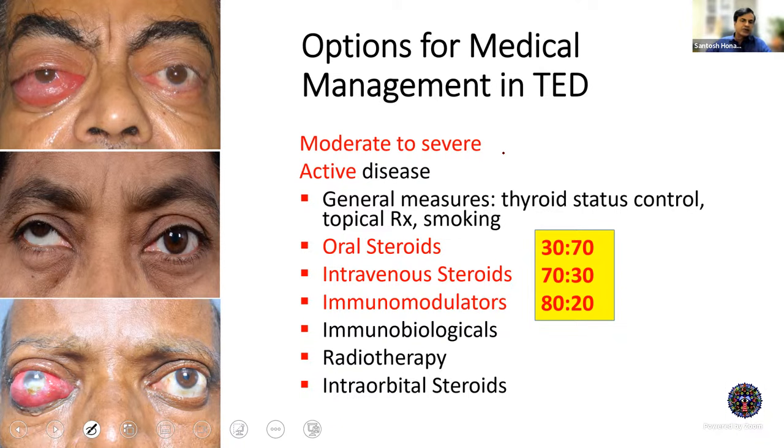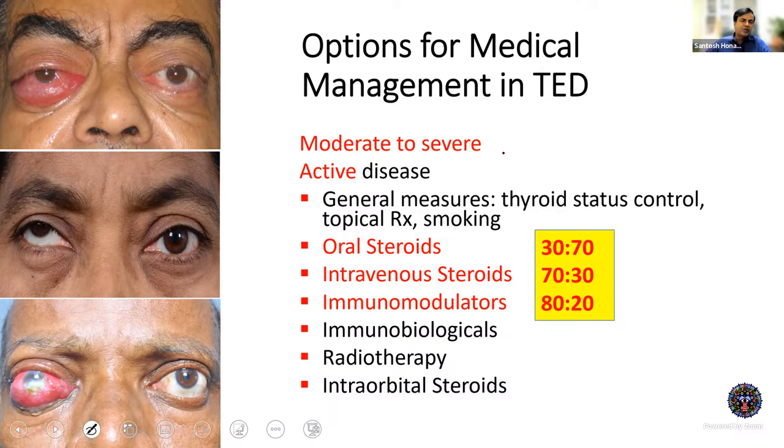When you consider intravenous steroids, I mean intravenous methylprednisolone given as whatever form of pulse therapy, 70% or two-thirds of patients go into remission. One-third of patients either don't get benefited at all or they go back into activity over a period of time. They have recurrence of activity, right? That is decent enough compared to 30-70, 70-30 sounds very nice.